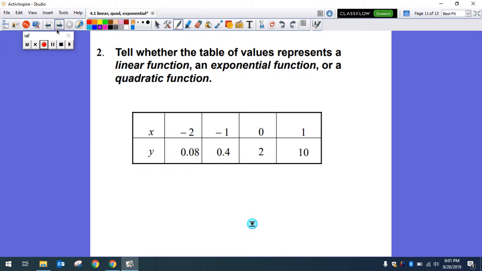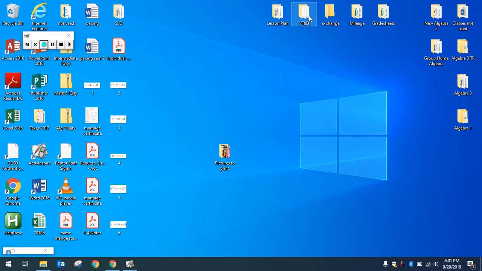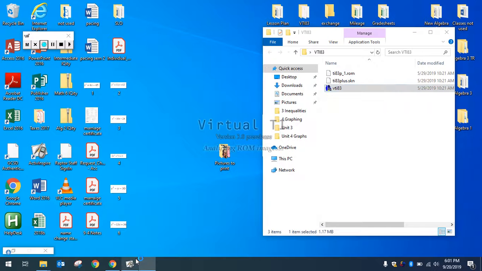All right, let's look at this one. Look at my y's. See how I'm going from really small decimals to really big numbers? That means I'm going to guess that it is an exponential. But to tell for sure, let me show you how to find the ratio. Let me pull up this calculator.